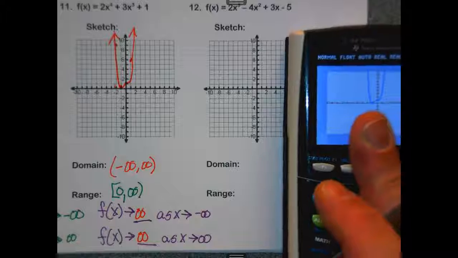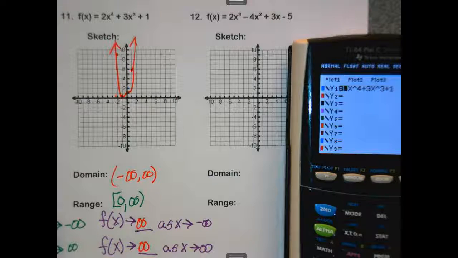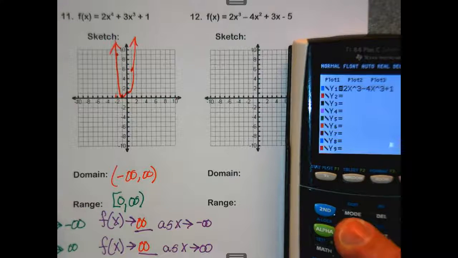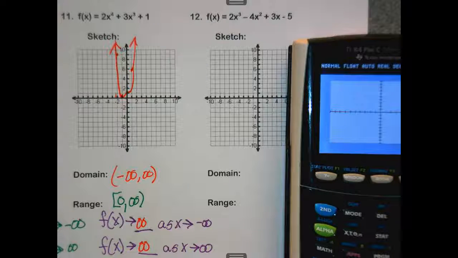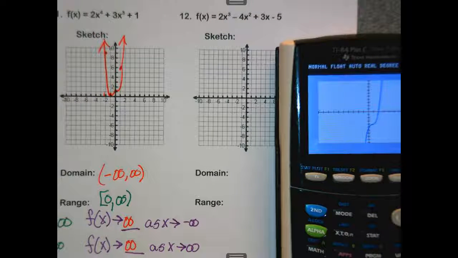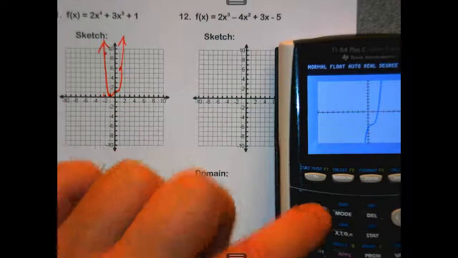Okay, so let's put in the 2x cubed minus 4x squared plus 3x minus 5. Graph it, and I get this funky thing. I said funky. F-U-N-K-Y. Funky. Okay, let's graph this.